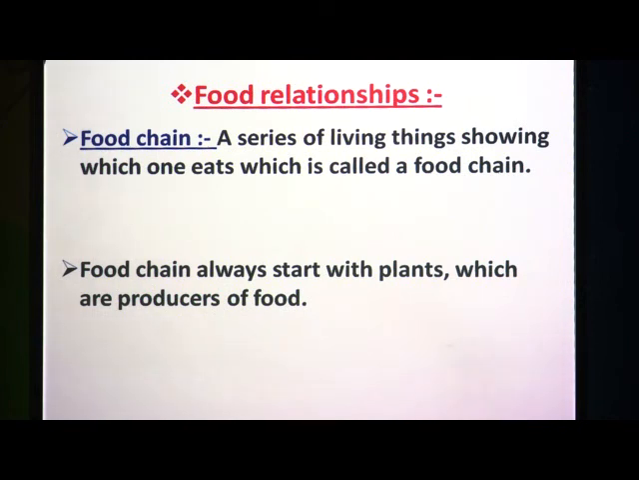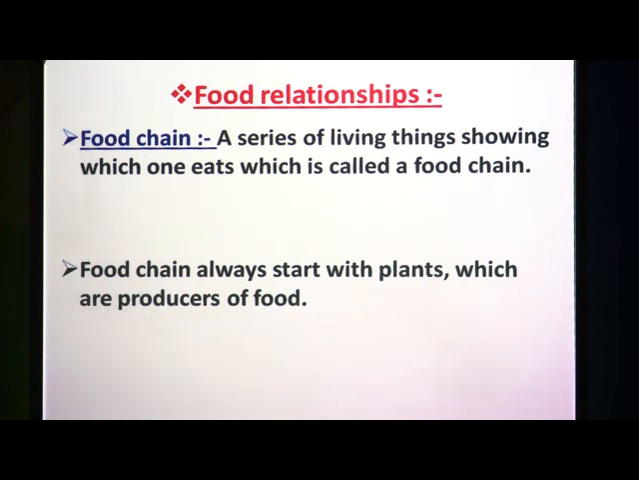As we know, the interdependence between plants and animals can be clearly seen by observing how food passes from one living thing to another. Each and every living thing depends on others for its food, but all living things directly or indirectly depend on the plants for food, and that cycle is continuous.